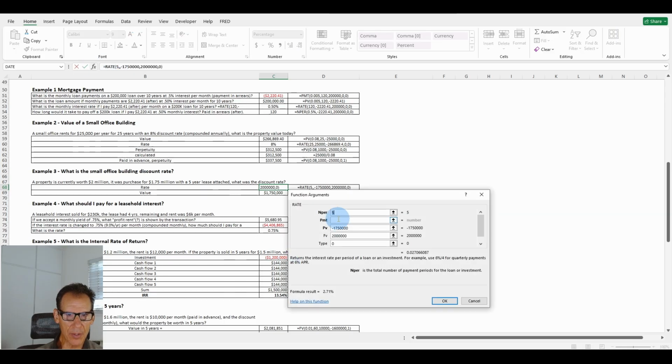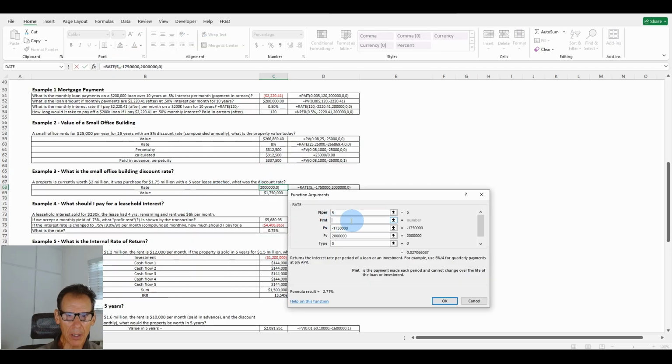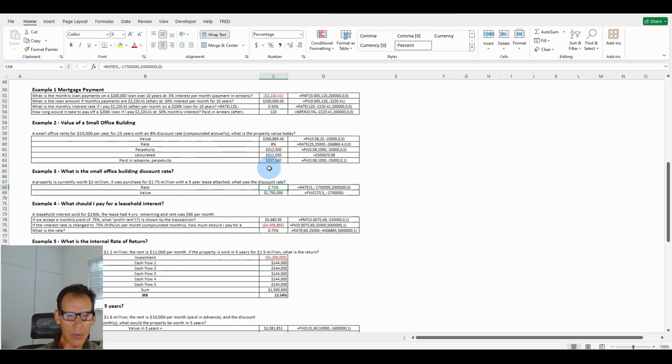We have number of periods. We're trying to find a rate. So why aren't we using the rate function? We are using the rate function. Why do we leave payment empty? Read here. Payment is the payment made each period. We don't need to include the payment in there in order to compute this rate. The value, what we're doing is we're looking at, notice the change, future value. So we have to look at, we're going to need a rate.